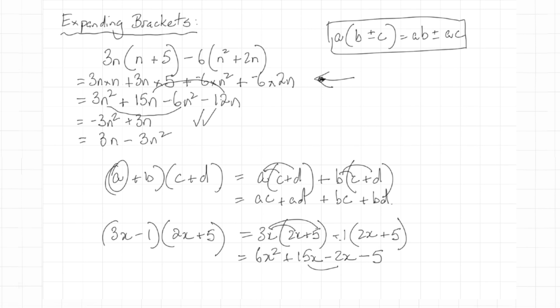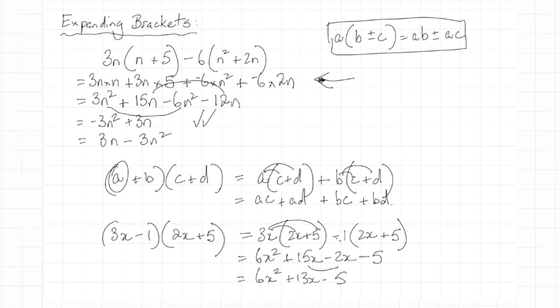Collect our like terms. We've only got one pair of like terms there. There's no more x squareds, there's no more constant terms. So 6x squared, 15x take 2x is plus 13x, and then take 5. Okay, so don't forget to collect your like terms at the end.